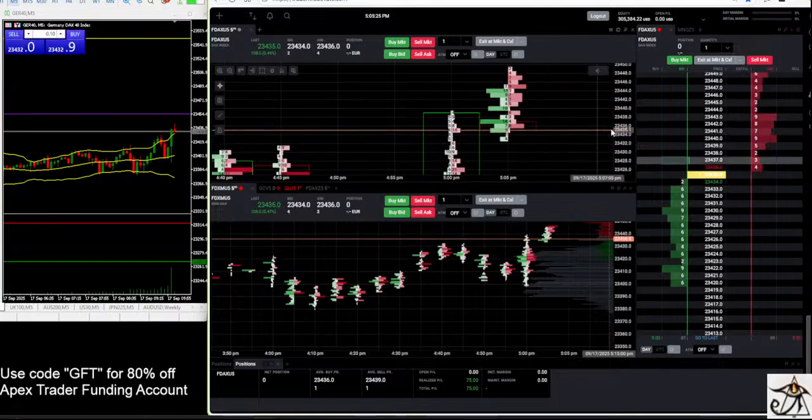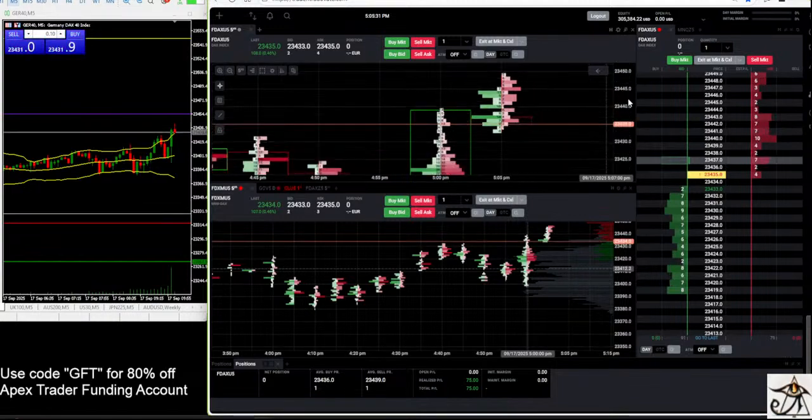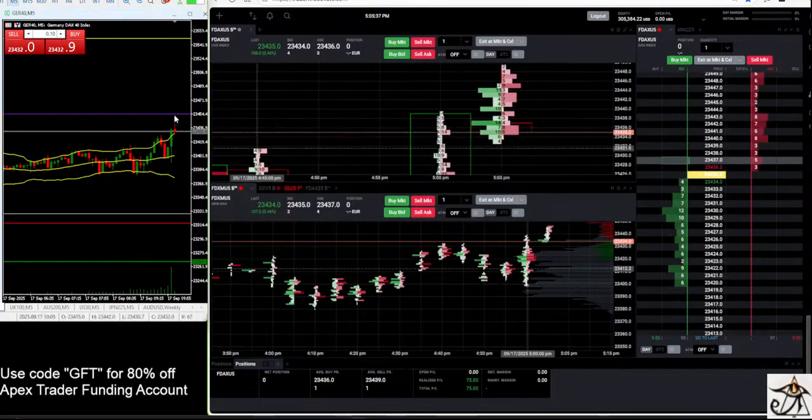I'm just going to get out. So made a quick 75 there. I'm not sure this is it. So we've got a lot of aggressive selling coming in, but I'm not sure this is the place where we're going to actually start going short.